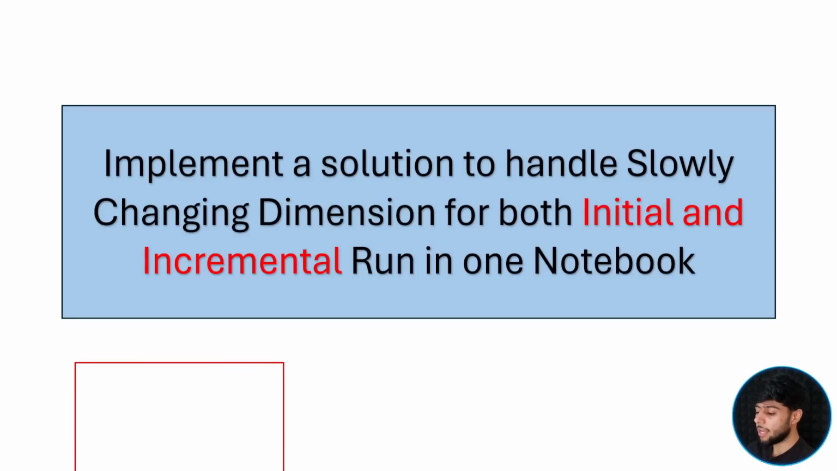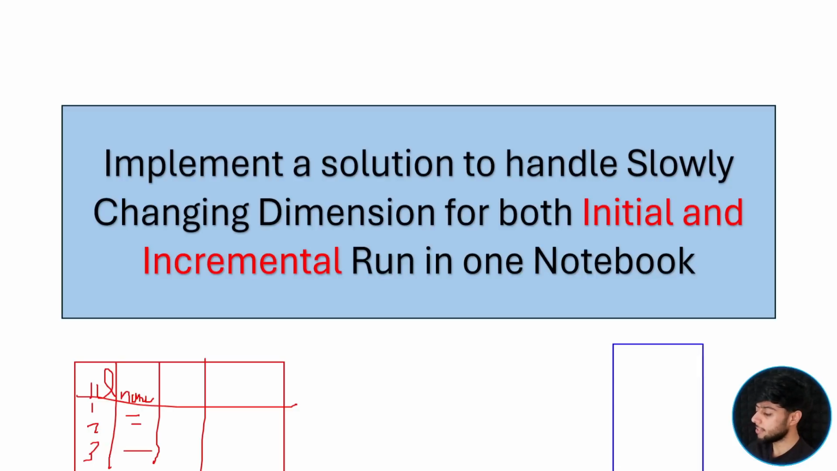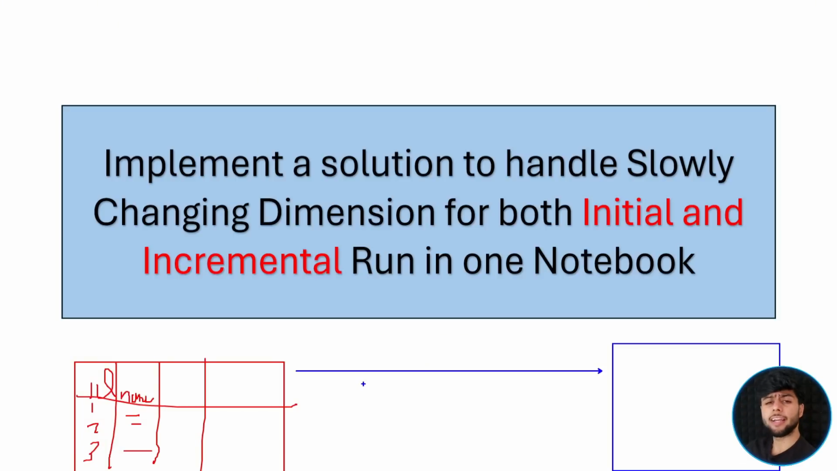So let's say we have one table. Let's say we have ID and we have name. This is 1, 2, 3. So this particular name can be anything. When we push this data here, it will just take all the surrogate keys easily, without any issue. Like 1, 2, 3.